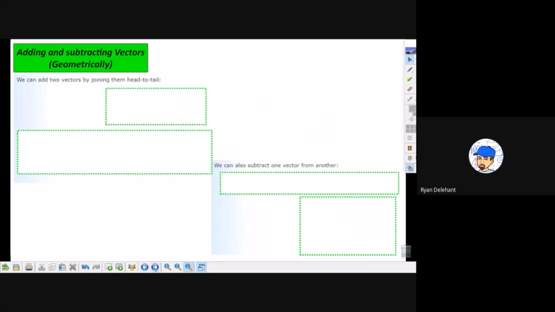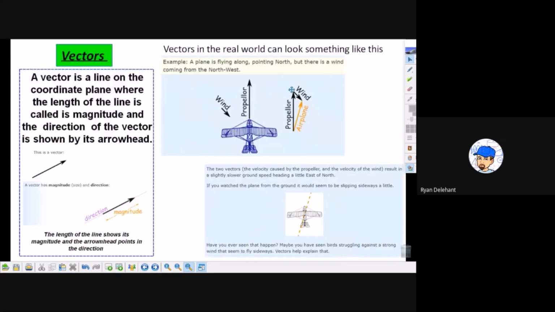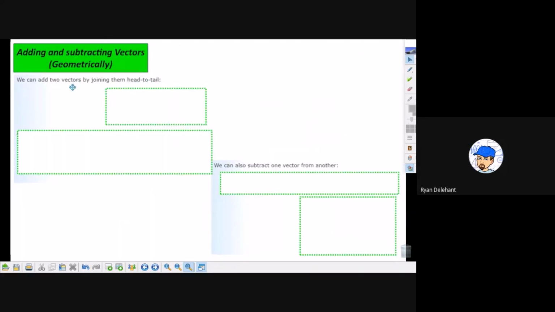As you can kind of see here, we can actually take these line segments and add them and subtract them, because of the direction and distance the plane actually flies, which is the orange line. Even though we're trying to fly the plane this far with the propeller, we're dealing with the force of the wind. Graphically, when you do this, you can add two vectors by joining them head to tail.